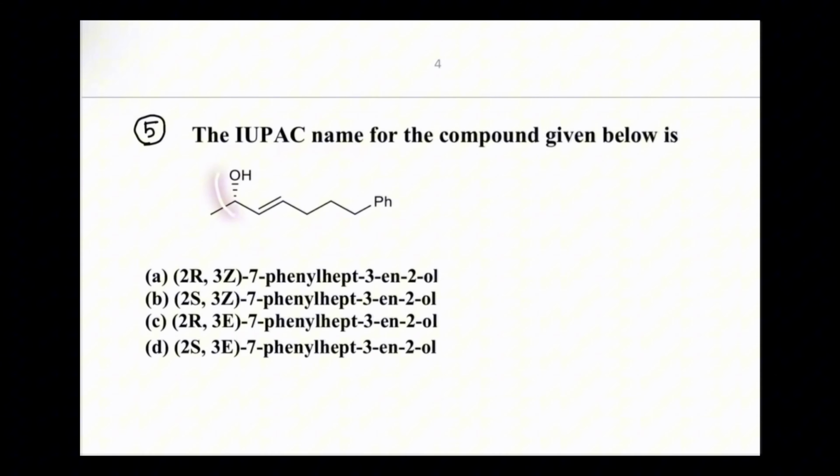Instead, if you're having a stereocenter in the molecule, we can find out whether it is having R or S configuration. And also, if you're having an alkene in the molecule, we can find out whether it is having E or Z configuration. From this, easily you can find out the name from the given options.